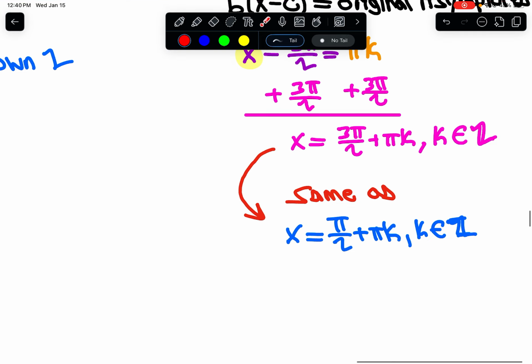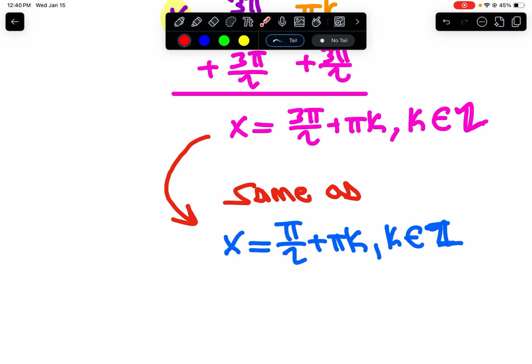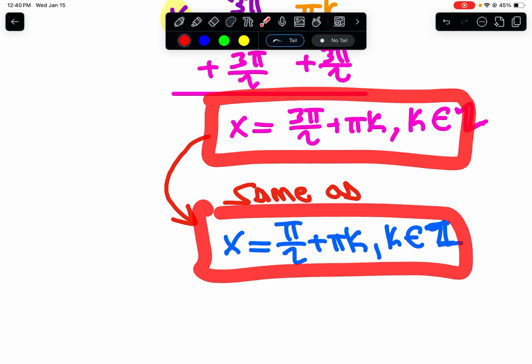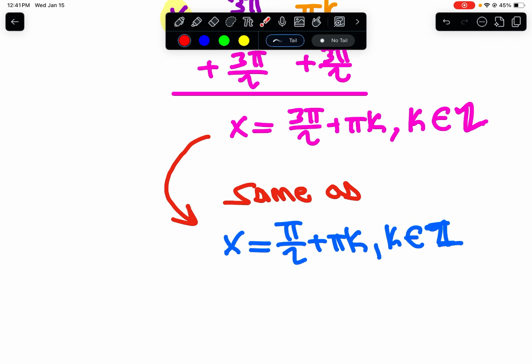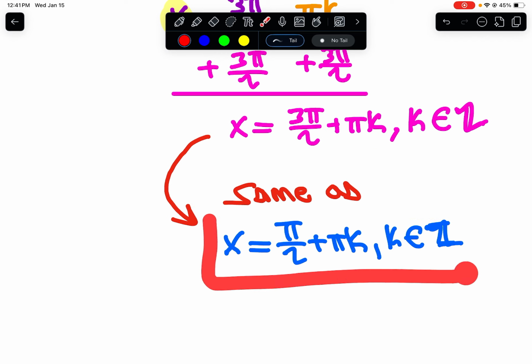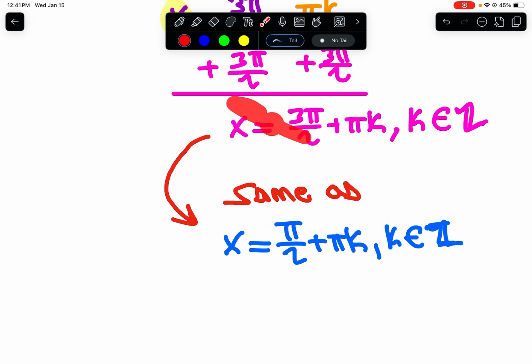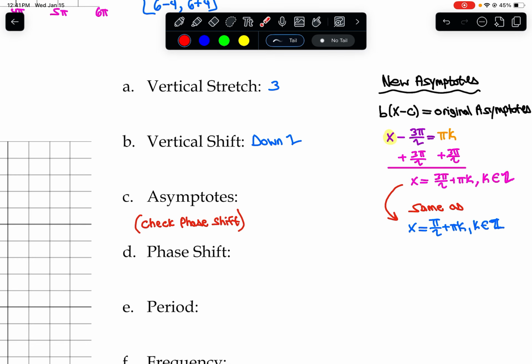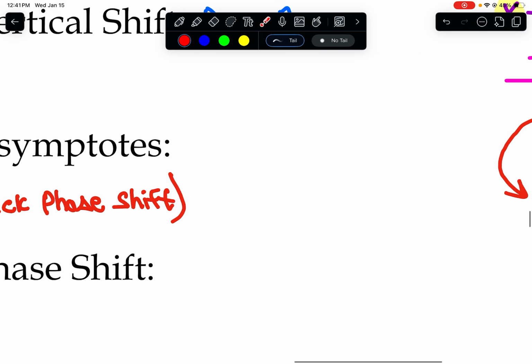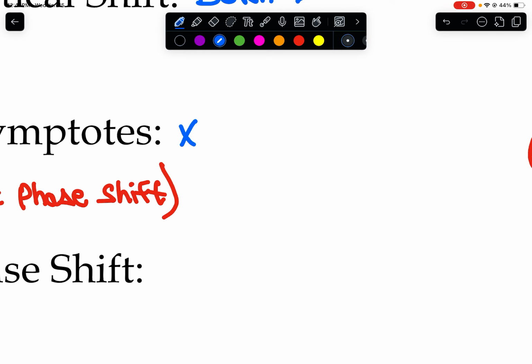But depending on the requirements on the test or exam, you may need to recognize that these are the same. For example, if it was multiple choice, I would expect you to answer with the pi over 2's, not the 3 pi's. But for right now, we'll talk about that in class later. So for your asymptotes, I'm just going to go ahead and answer it with the pi over 2's.